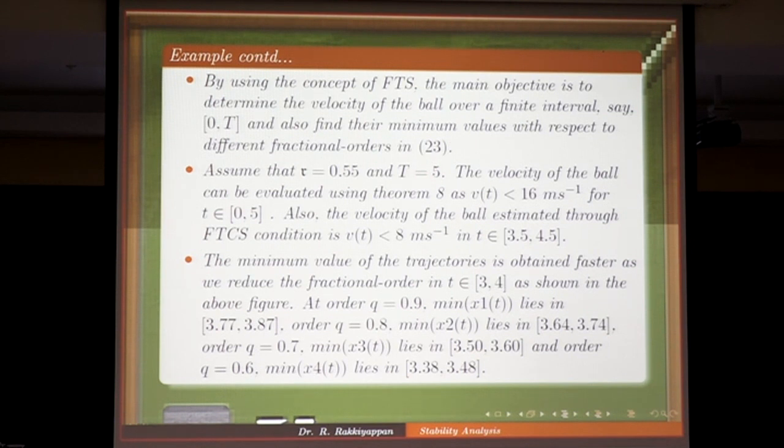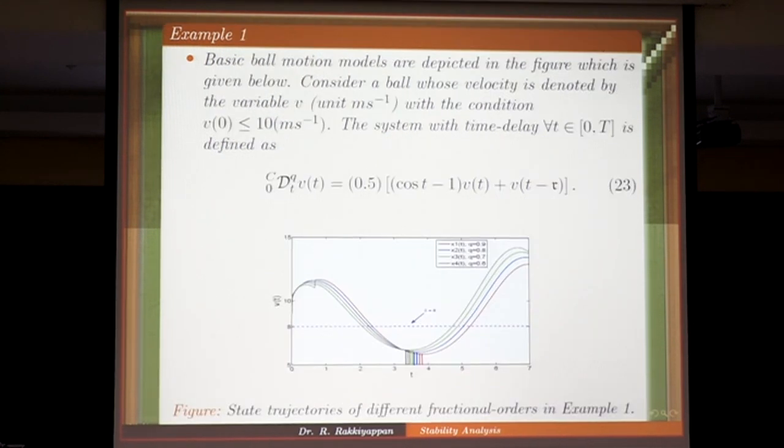The velocity of the ball can be evaluated using theorem 8 as v of t less than 16 meters per second for t belonging to 0, 5. Also the velocity of the ball estimated through the FTS condition, v of t is strictly less than 8 meters per second in the time t belonging to 3.5 to 4.5. So these are shown in the figure.